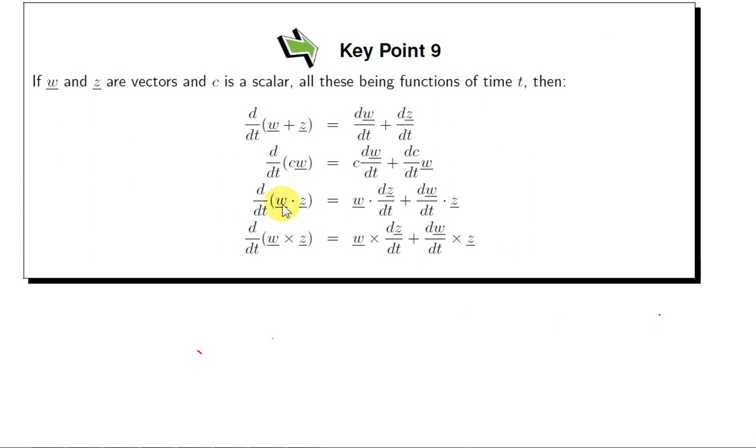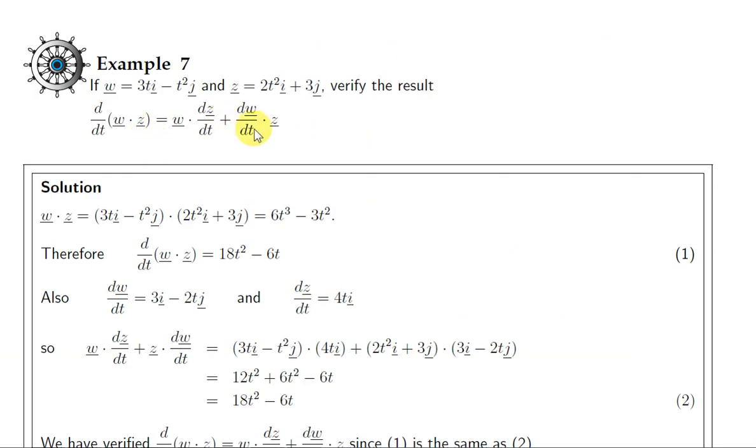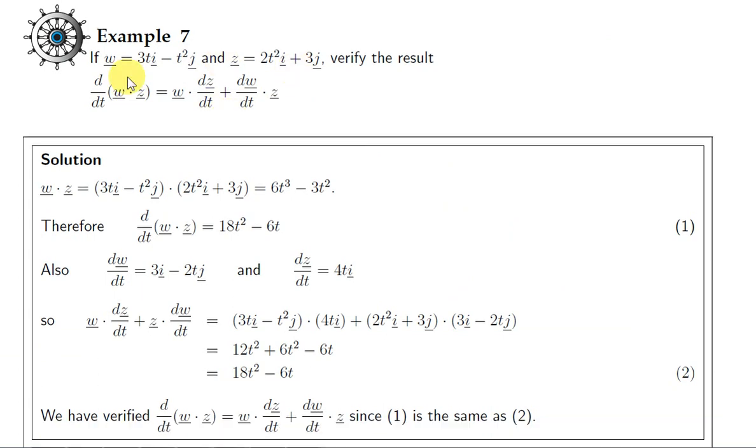You can also prove that if we have the dot product of two vector functions, the derivative follows the same form as the product rule for the product of two scalar functions, and similarly for the cross product of two vector functions. So rather than proving those results, we will just verify them for some specific cases. So let's verify the dot product of two vector functions of time.